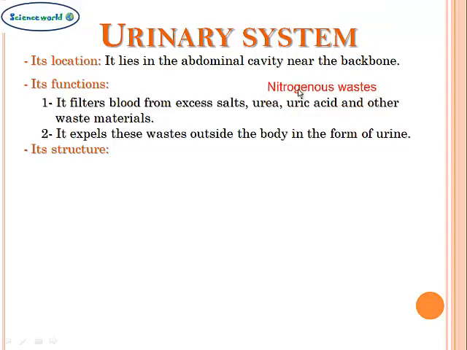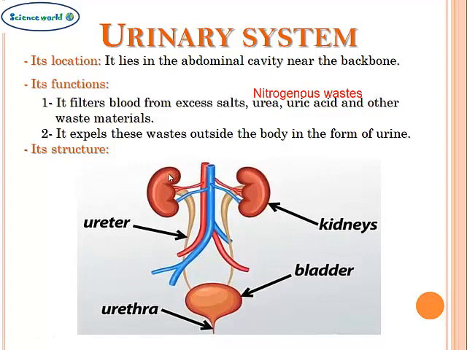Okay, let's continue. And about its structure, urinary system consists of 2 kidneys, 2 ureters, urinary bladder, and urethra. Again, repeat after me: 2 kidneys, 2 ureters, urinary bladder, and urethra. So, again, urinary system lies in the abdominal cavity near the backbone. It has 2 functions, which are: it filters blood from wastes and expels these wastes in the form of urine.